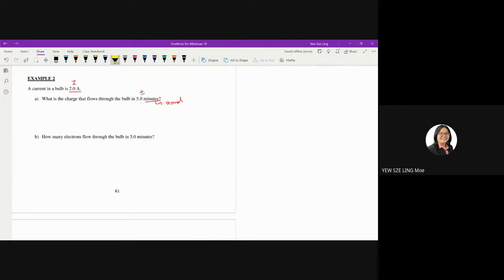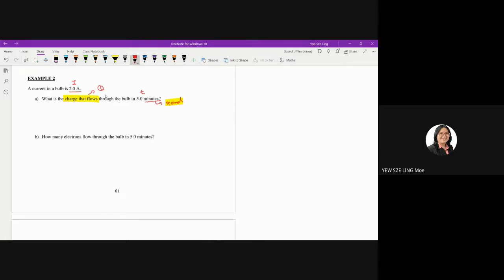So given time t equals 5 minutes, but this is not in SI unit, you need to change it into second, right? Second is the SI unit. So what is the charge that flows through the bulb? What does it mean? Actually, it refers to the total charge, the Q, not electron, right? Not E, but Q.